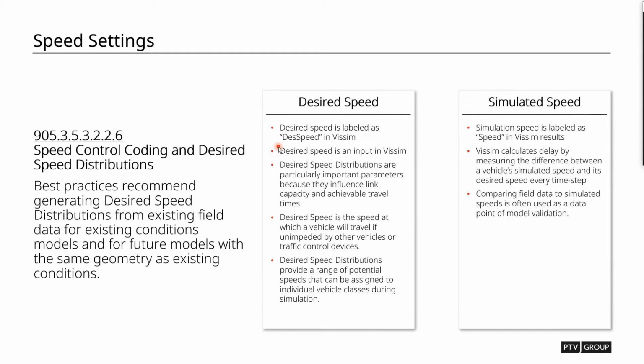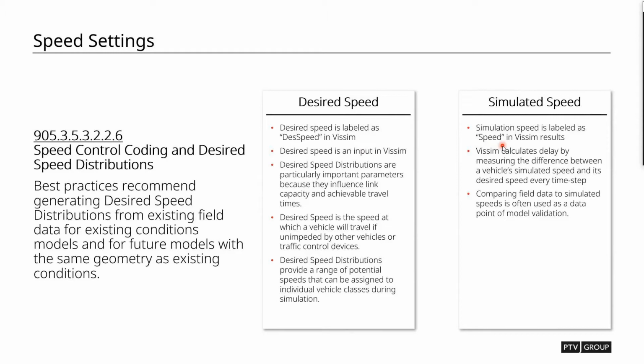You're off the graveyard shift, you're coming home at midnight. There's no other cars on the road. How long would it take you to get home, right? You're going to set your cruise control to something and you're just going to go. That's your desired speed. And then once we start adding in congestion or slower moving cars ahead of you or signals, that's going to drop your actual speed or your simulated speed down below your desired speed. And this is very important that we differentiate between these two.